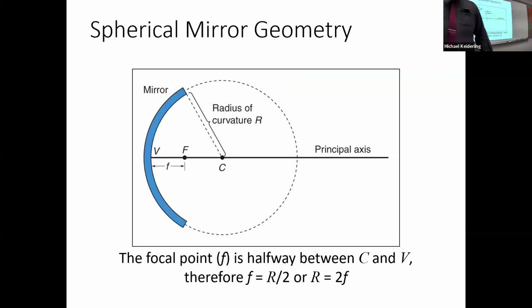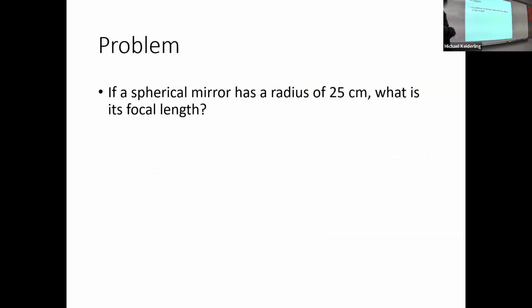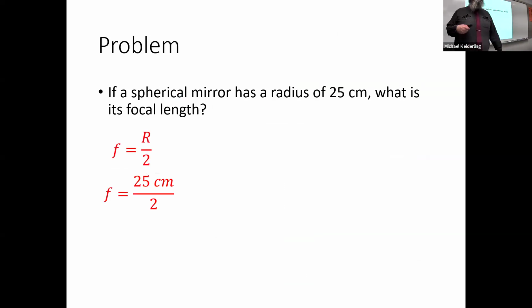So, spherical mirrors. For a spherical mirror, the focal point is halfway between the center of the sphere that the mirror is from, the center of curvature, and the surface of the mirror. So the focal length is half the radius. So if a spherical mirror has a radius of 25 centimeters, what is its focal length? Well, that'll be half the radius. So 25 centimeters divided by 2, that's 12.5 centimeters.